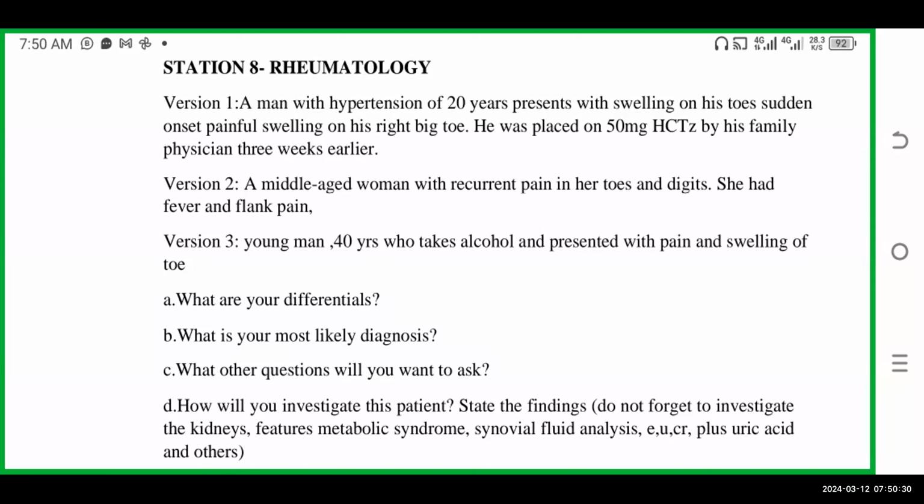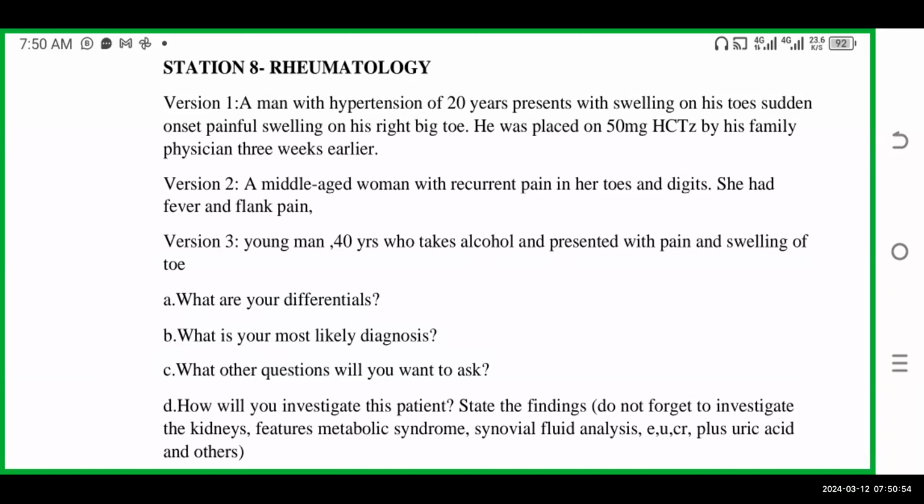Station 8 says it's a rheumatology station. There are different versions of the question, but let's go through. Version 1 says a man with hypertension of 20 years, presenting with sudden onset painful swelling of his right big toe. He was placed on 50 milligrams of hydrochlorothiazide by his family physician 3 weeks ago.